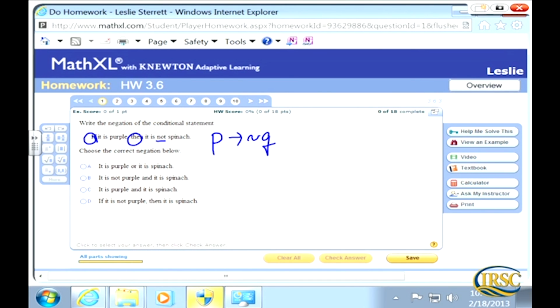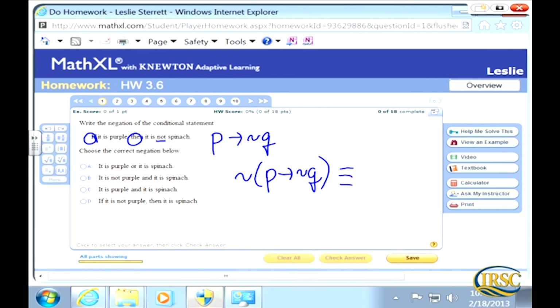Okay, it wants me to write the negation of this. So one of my choices would be to write it like this and stick the words, it is not true that, in front of my statement. Now, is that any of my choices with an it is not true that? No, because that's sort of the cop-out way of doing the problem, right? Sticking an it is not true that in front of it. So instead, we have to remember what was equivalent to it is not true that if P, then not Q.